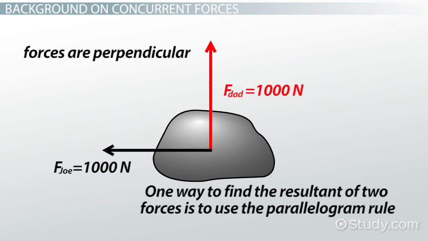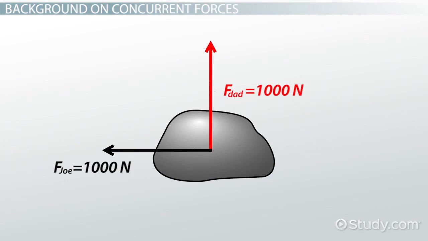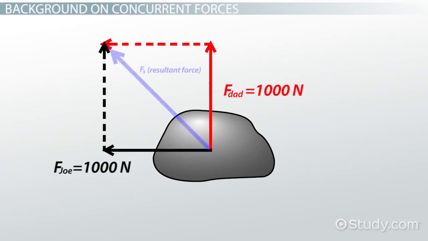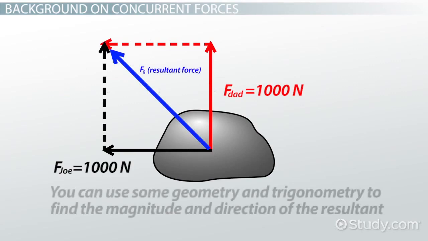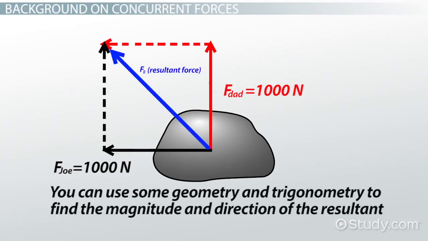One way to find the resultant of two forces is to use the parallelogram rule. To do this, first draw the two force vectors with their tails at the same point, and then draw a parallelogram with those two force vectors as two of the sides of the parallelogram. The resultant will be the diagonal of this parallelogram. You can use some geometry and trigonometry to find the magnitude and direction of the resultant.